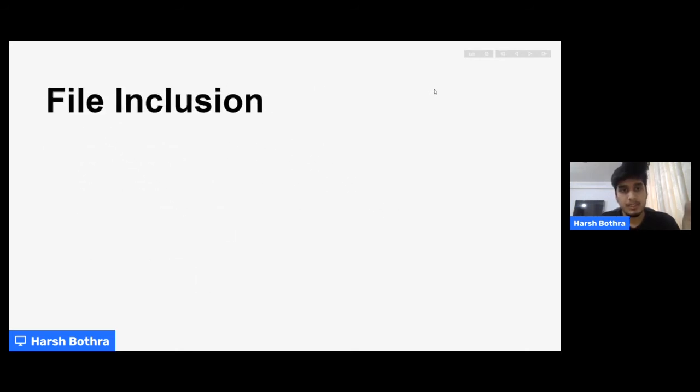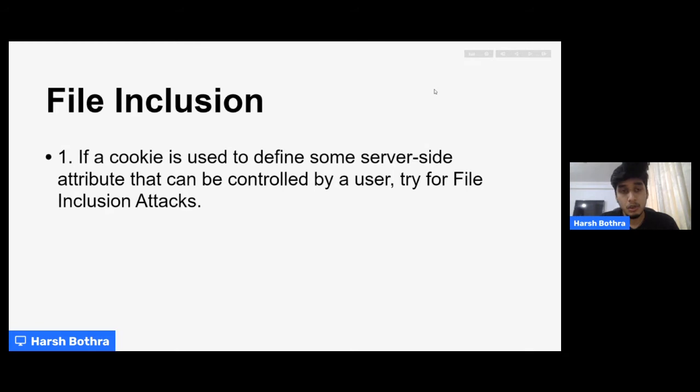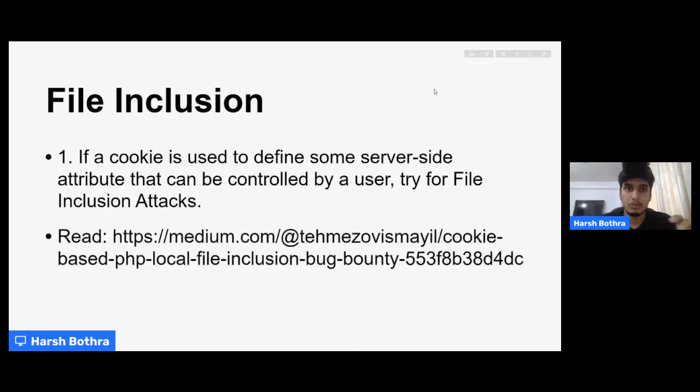File inclusion. Now, this is a pretty interesting attack. You can also use cookies to perform local file inclusion attacks. Let's say your cookie is using some kind of server-side value, like a particular file, welcome.php, to display a welcome banner. You can try to alter that file's name and see if you can perform a local file inclusion attack. So let's say there's a cookie called welcome equals welcome.php. Now you can try ../etc/passwd and see if you can read the local file /etc/passwd.